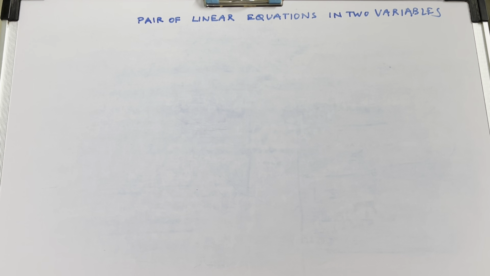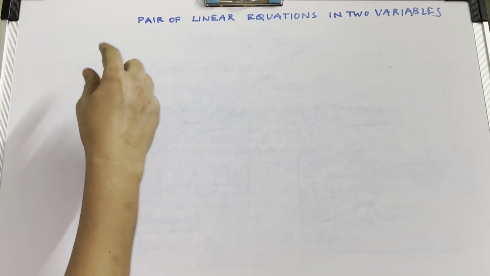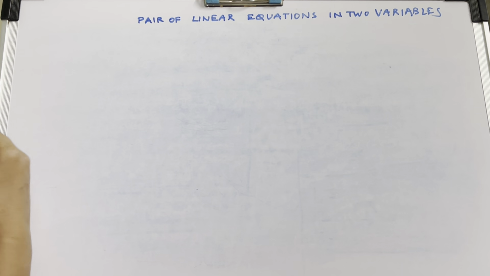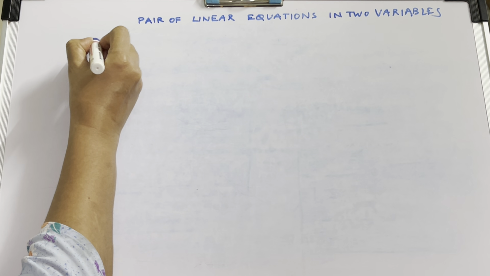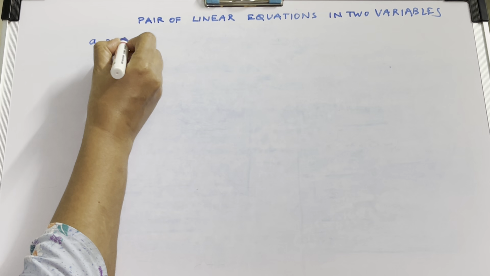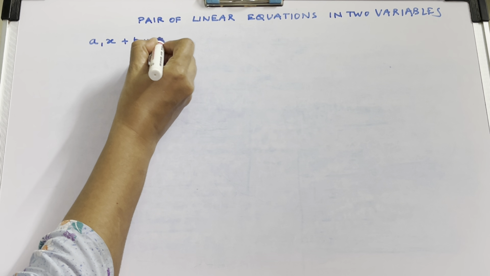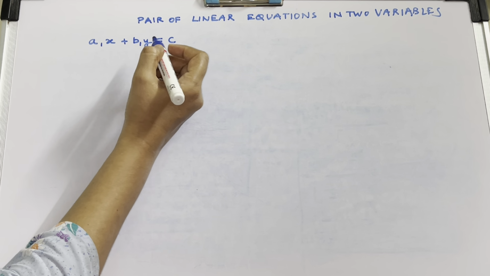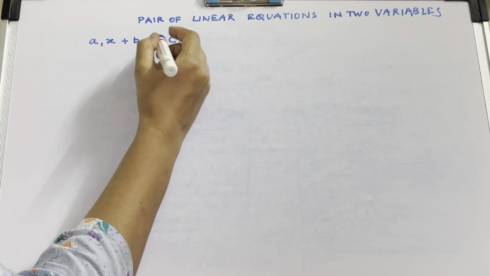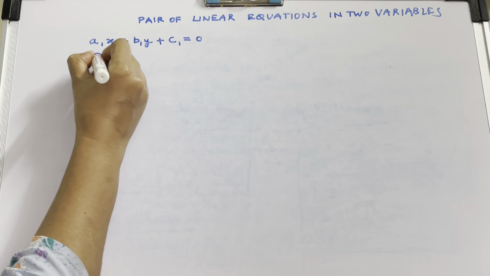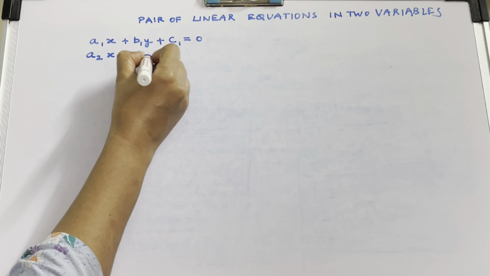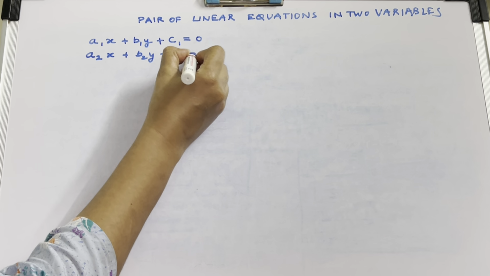Now we will take the chapter pair of linear equations in two variables. As the name suggests, we will be solving simultaneously two equations in two variables. For example, let us take one equation as a1x plus b1y plus c1 equal to 0, and the second equation a2x plus b2y plus c2 is equal to 0.